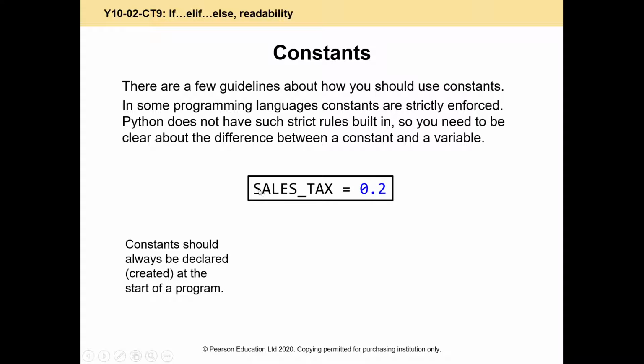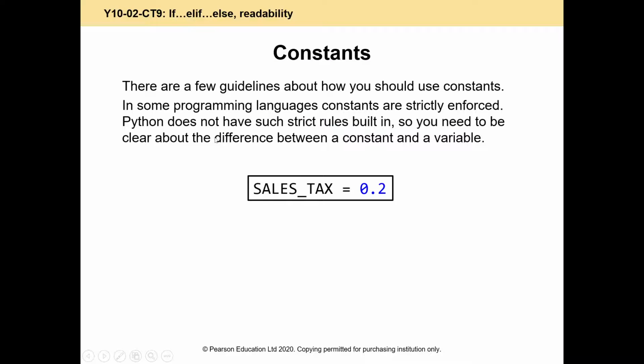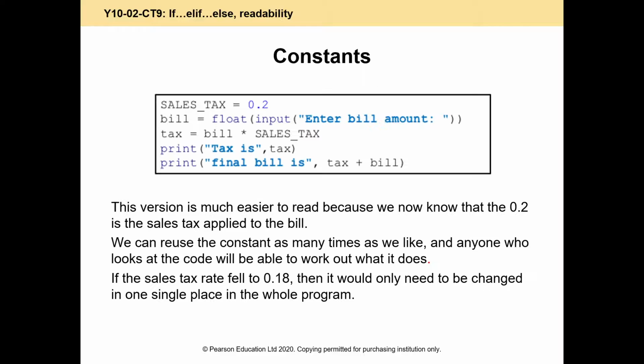So by convention, which means the rules that we just have, constants are in capital letters. You should always put your constants at the top of your code so that you know that they're there if you need to change them later. And you should never change your constant whilst your program runs. It's fine to change your constant while you're writing the code. You could change that to 0.3 or 0.5.